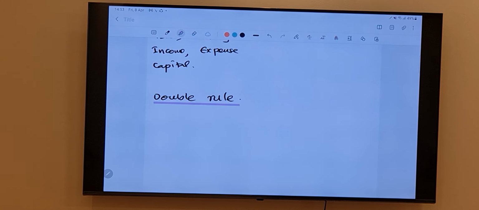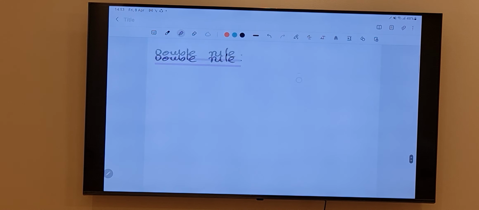Double entry rules. This is a new point.